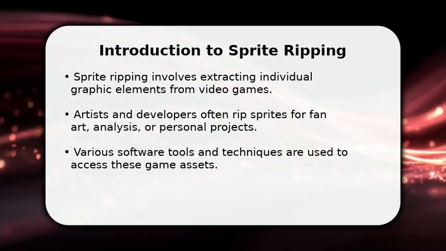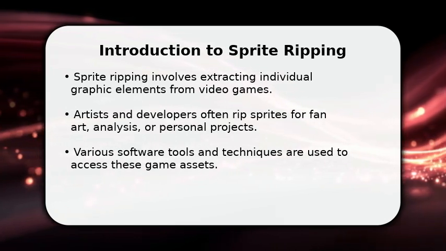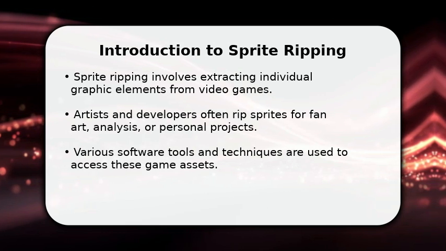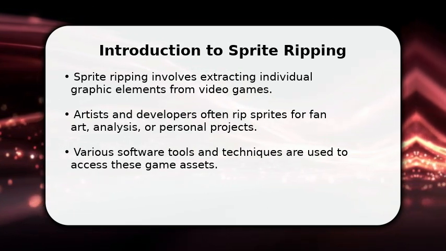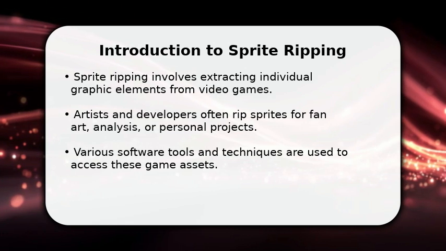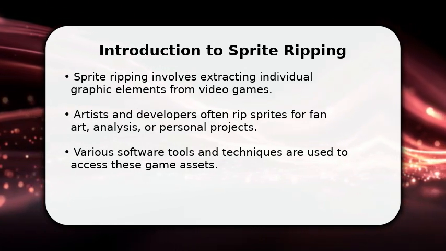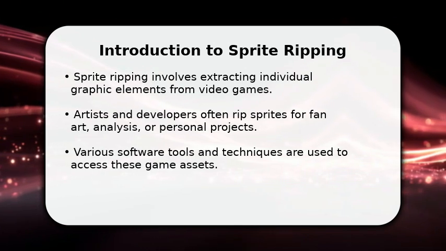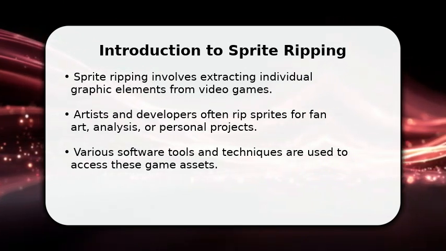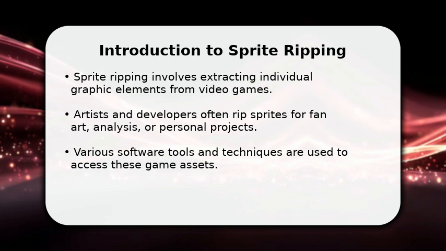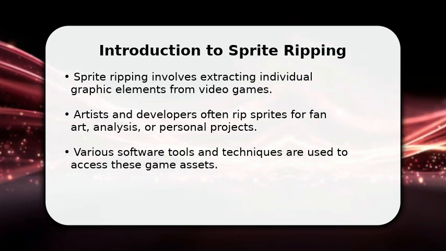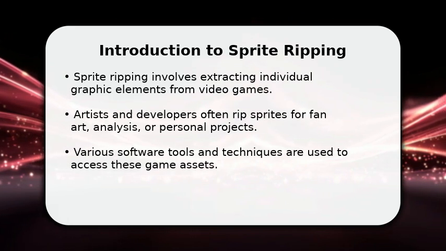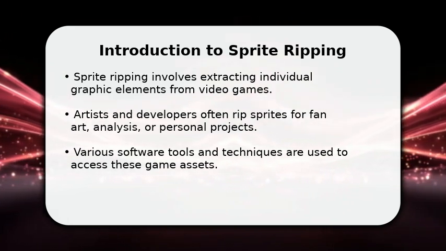In this video, I will explain how to rip sprites from games. Sprite ripping is the process of extracting individual graphic elements, like characters or objects, directly from a game's files or memory. This technique is popular among artists, game developers, and enthusiasts who wish to study game art, create fan content, or use these assets for personal, non-commercial projects. We will cover the essential methods and tools to get you started on this fascinating journey.